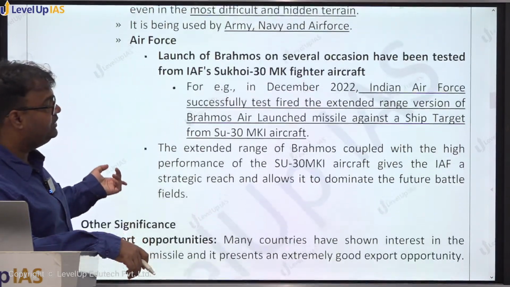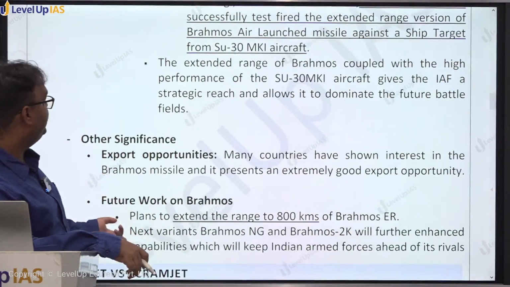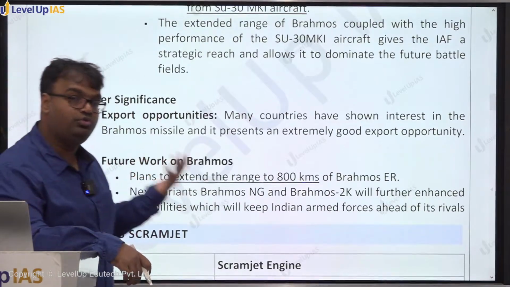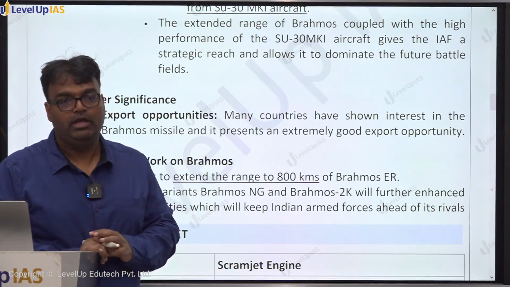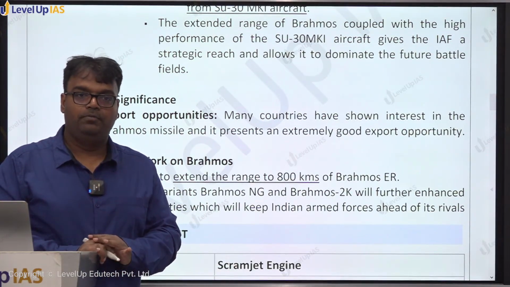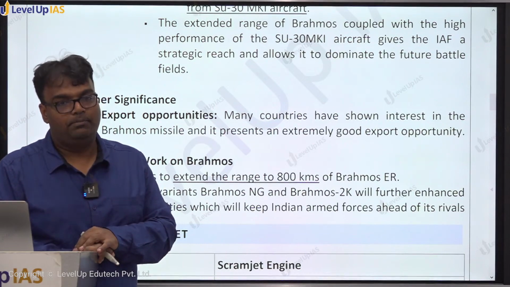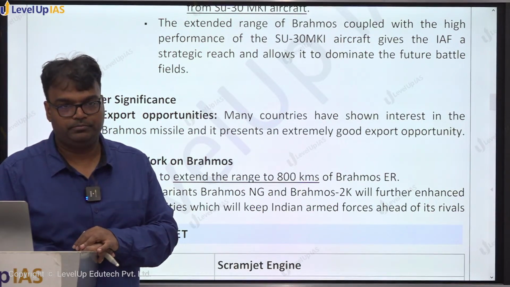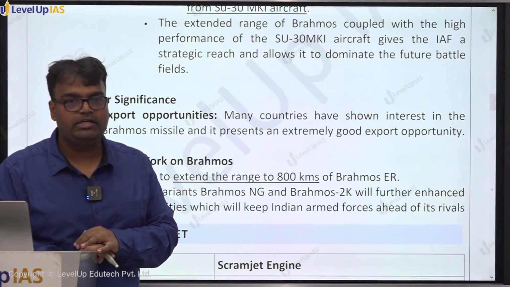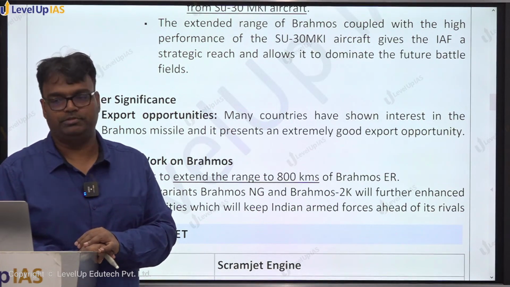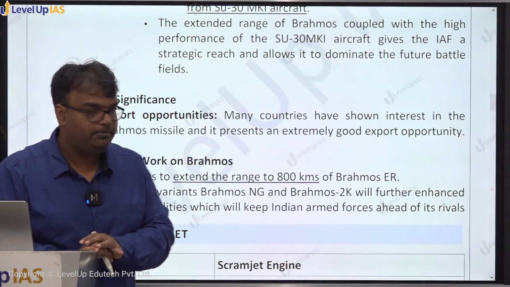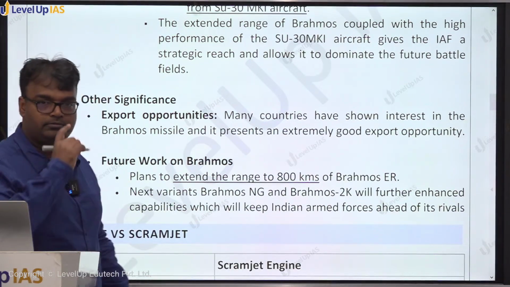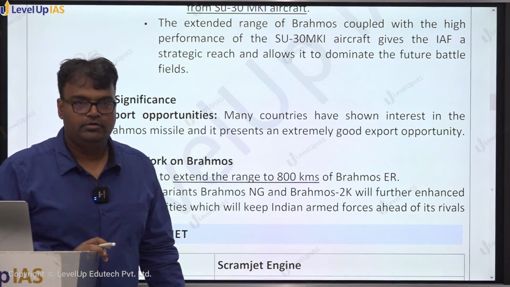The extended range will further enhance the capabilities of India, and BrahMos में there are lots of opportunity of export as well. A number of other countries have shown interest in buying BrahMos. It's a cruise missile, world's fastest cruise missile. Do we understand this? BrahMos भी समझ में आया?